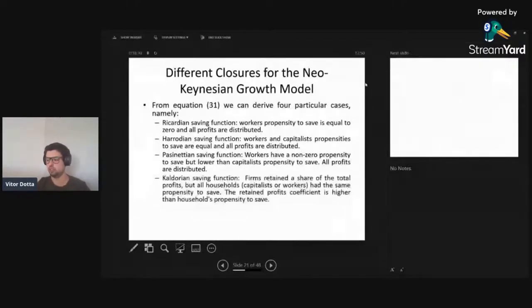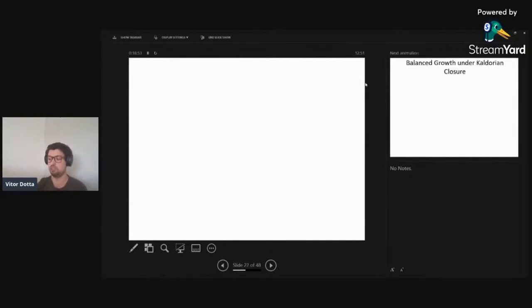And finally, the Kaldorian saving function: firms retain a share of the total profits, but households, or workers, and capitalists have the same propensity to save. The retained profit coefficient is higher than for households' propensity to save.